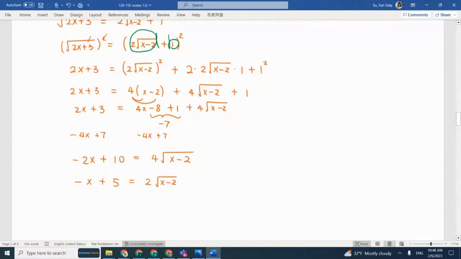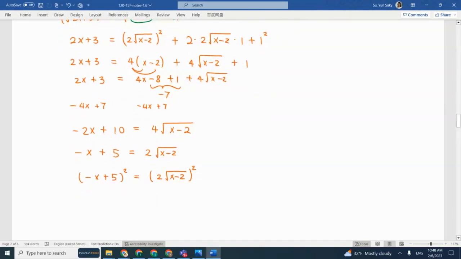Once you isolate it, you square both sides. Okay. So square both sides. Minus x plus 5, squared, equals 2 square root of x minus 2, squared. You might have questions: why don't we divide it by 4? But then if you divide it by 4, you get 5 halves. Do you want to work with fractions? No. That's why we keep the 2 there.